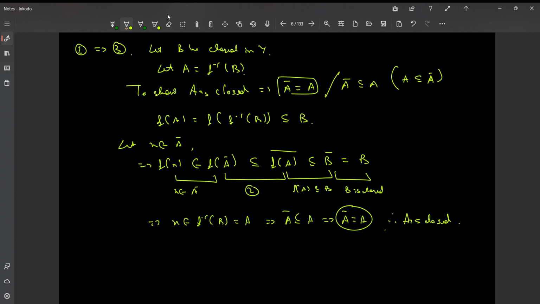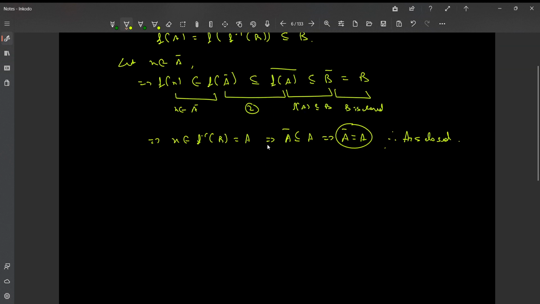Therefore, eventually we have proved the fact that if f is continuous, then inverse images of closed sets are closed. After we have proved the equivalence completely, that is the complete theorem, then we can say that, like in the definition of a continuous function, if inverse images of open sets are open, then the function is continuous, and conversely. Here also we can say the same: if inverse images of closed sets are closed, then the function is continuous, and if the function is continuous, then inverse images of closed sets are closed.